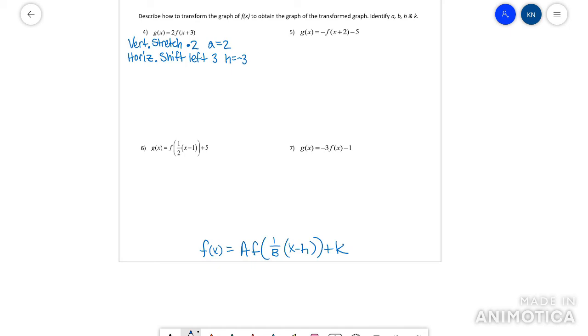Okay, this next problem, the first transformation I see is the negative out in front. That's a reflection. And since it's outside, it affects the y, which makes it reflect across the x-axis.